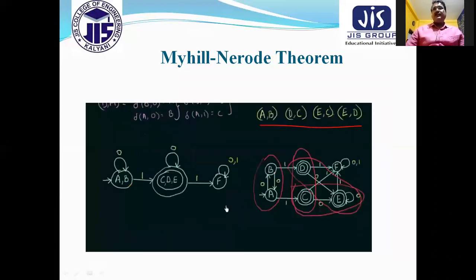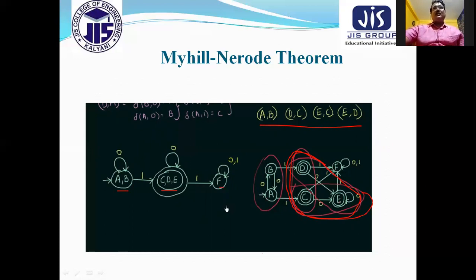So this is the same thing we have done here. After combining these two, I can write A, B. If you see this part, C, D, E, all are just a combination like this. Single state, you can see. This combination, and this combination. All are single. So I can write C, D, E as a single state. And F is alone, so you have to write F alone.